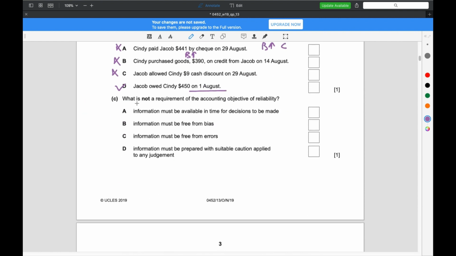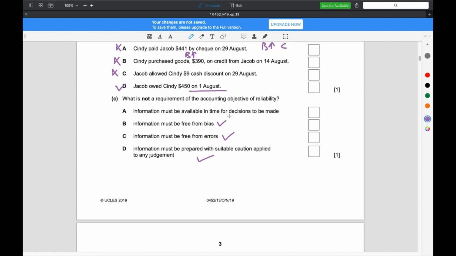All right, part C. He says, what is not a requirement of the accounting objective of reliability? So let's just see through the options here. It says information must be prepared with suitable caution applied to any judgment. Yes, because the information should be correct, and you should have properly judged it in order to make it reliable, right? And the information should be free from errors. Yes. Should be free from bias. Yes. So technically these three are right.